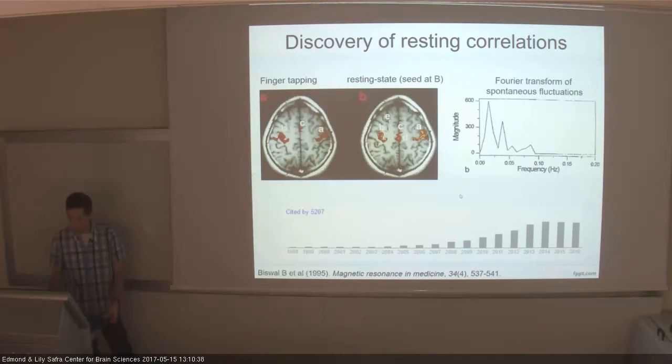Another surprising thing is that this activity in these two regions, this correlated activity, is very, very slow. It's below 0.1 hertz. If you look at this Fourier transform, it's super slow. He could measure much higher frequencies, and he saw almost no activity in these two regions.